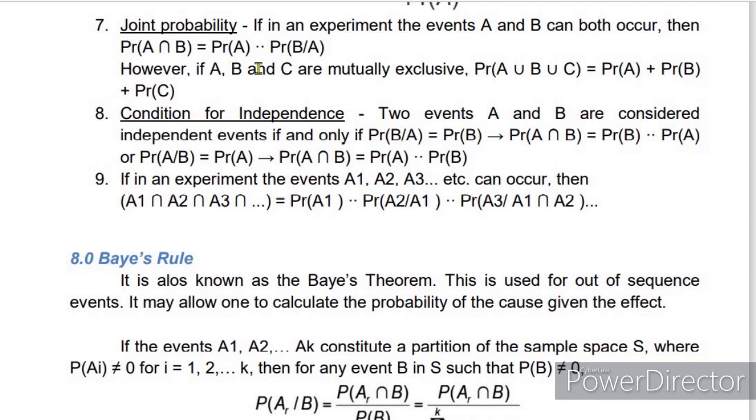Number 8, condition for independence. Two events A and B are considered independent events if and only if the probability of B given A, so this is a conditional probability, is equal to the probability of B. Then the probability of A intersection B is equal to the probability of B multiplied, okay? The two dots again means multiply by the probability of A.